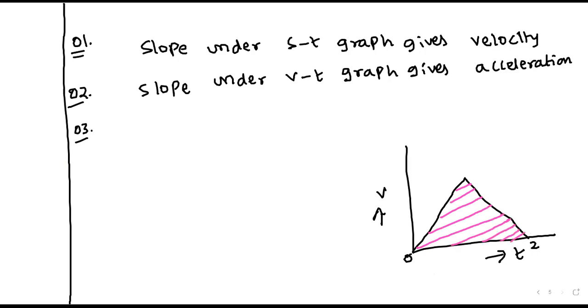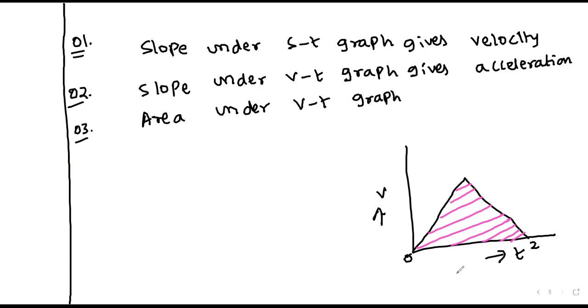Whatever region I shaded, that is the area under the graph, right? Okay, fine. So now I want to find what is the area under the VT graph.